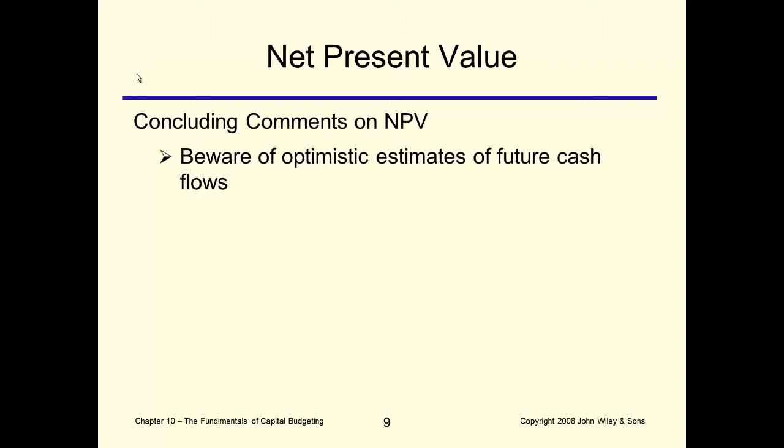If you're going to make a mistake estimating future cash flows, err on the side of caution. If you can't decide if that project is going to provide you with $10,000 or $12,000 next month, run it with 10 and see what that looks like.